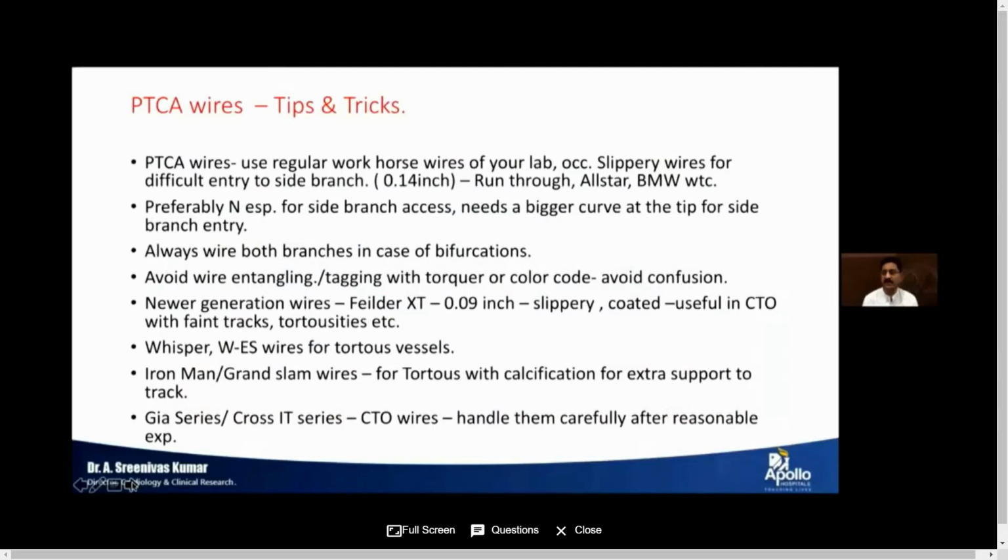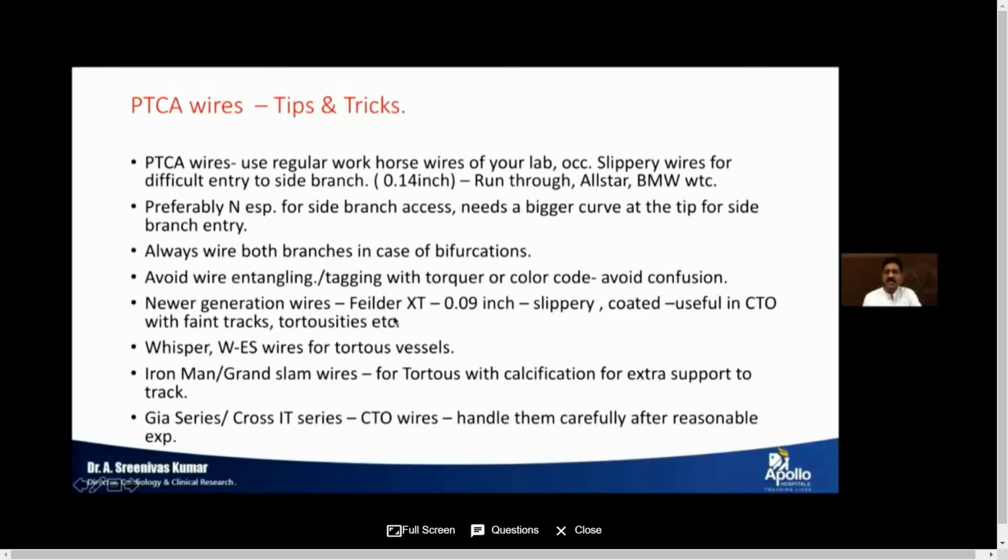This is again some of the tips and tricks for the wires. Use a regular workhorse wire. What we use in our lab is a run-through wire, which is from Terumo, which I feel is a major advancement. Previously we also used to use All-Star and BMW wires, which are used as workhorse bypass wires in many of the labs. Preferably when you are accessing side branches, always have a bigger curve at the end. Where it is very critical narrowing, the tip of the curve should be much smaller there. The same is the case with CTO wires. Then always wire both branches in case of bifurcation to avoid branch occlusions, avoid wire entanglements.